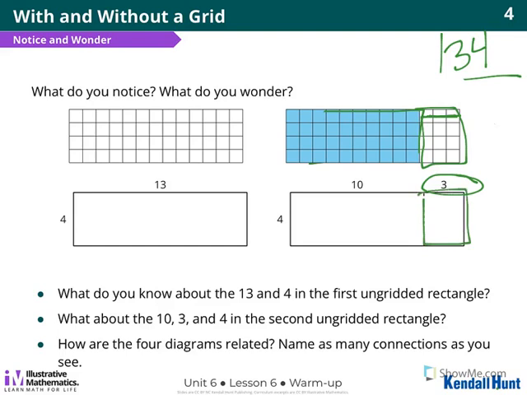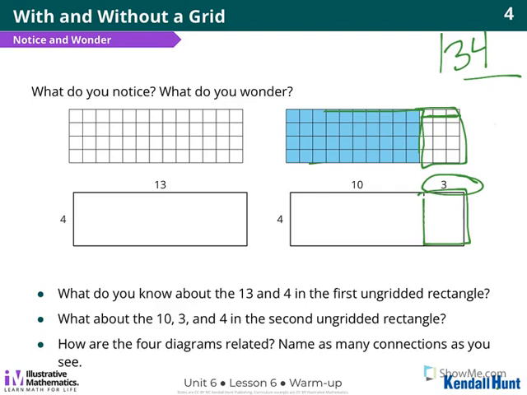Okay, Jace? I noticed that none of them are the same. None of them are the same. Okay, I would agree. Kate? I noticed that the bottom ones aren't like broken up into parts. Did you notice that the bottom ones don't have all the little squares? So they're not broken up into parts.